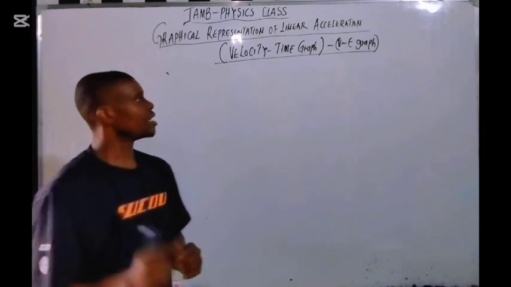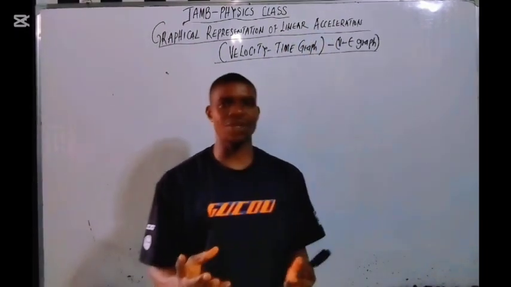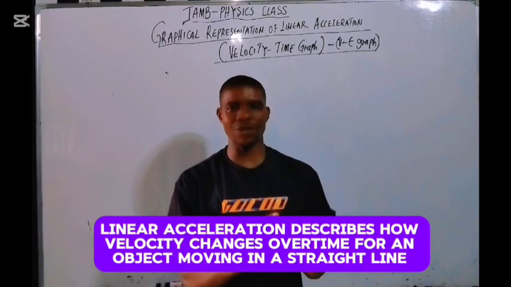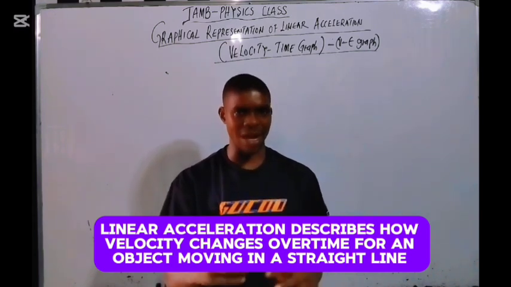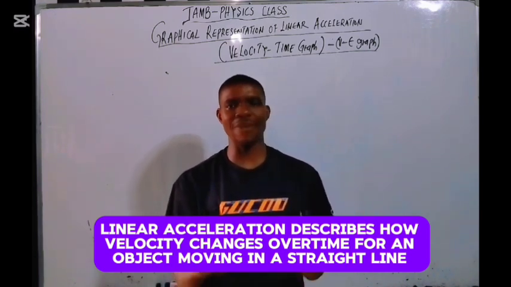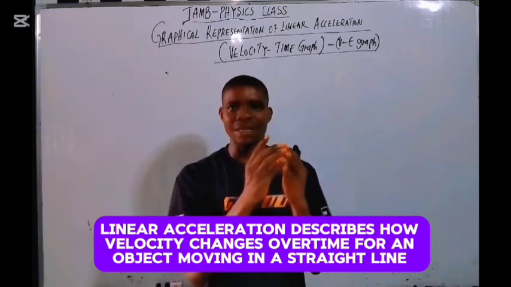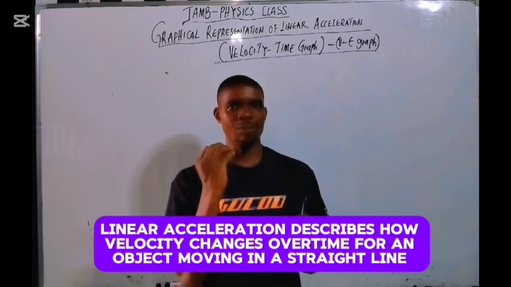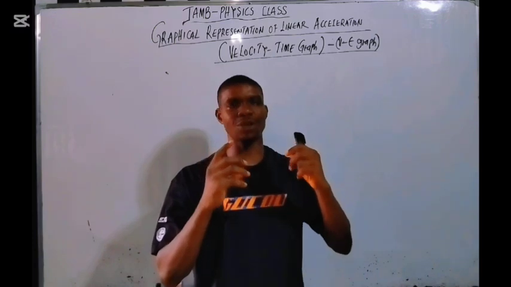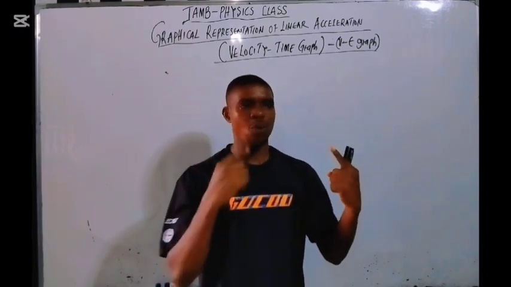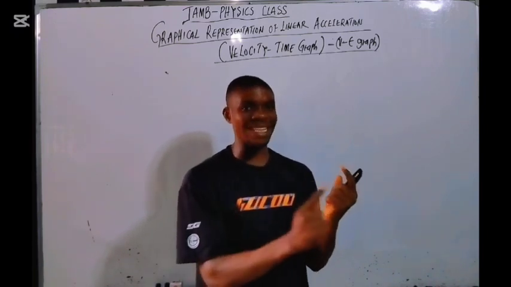Before we start, you need to understand what's called linear acceleration. So, what is linear acceleration? Linear acceleration describes how velocity changes with time as a body moves in a straight line. So when you talk about linear acceleration, you are talking about the interaction between the velocity and the time when the body travels in a straight line.